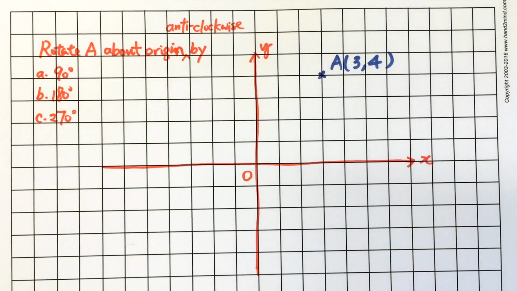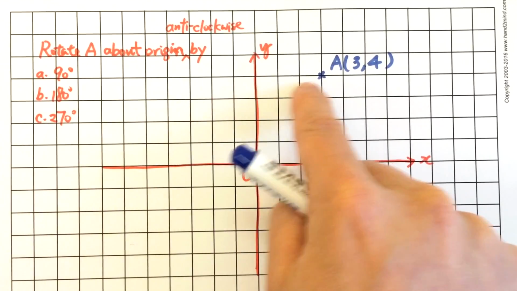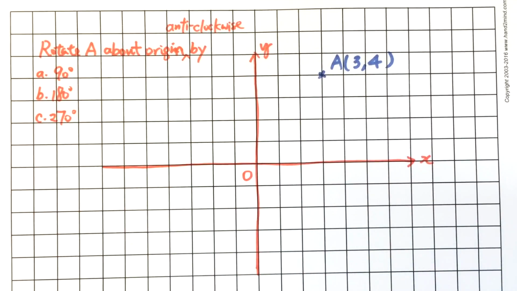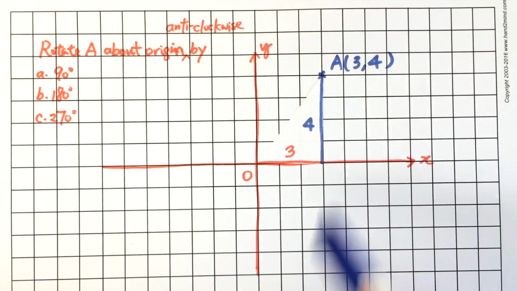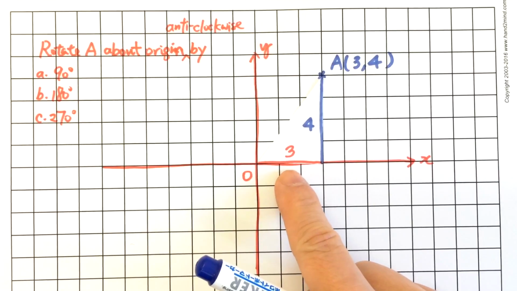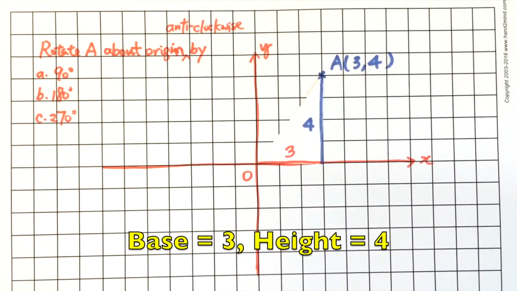So if we look at the diagram, it will be quite difficult to just draw the image of A after the rotation. We can use a triangle like this to help us. The horizontal distance of this triangle will be 3 units. The base is 3. The height will be 4, because the y-coordinate of A is 4.